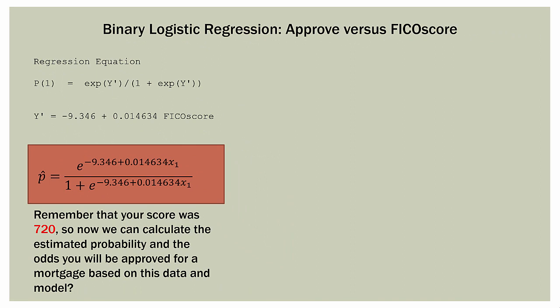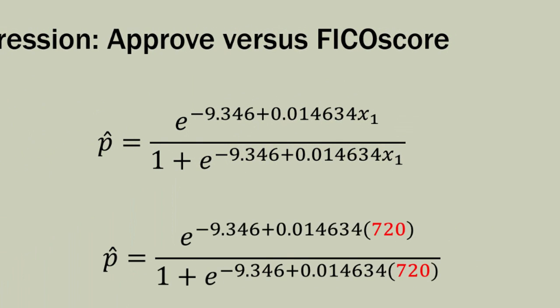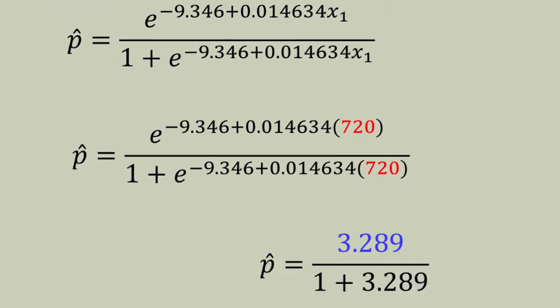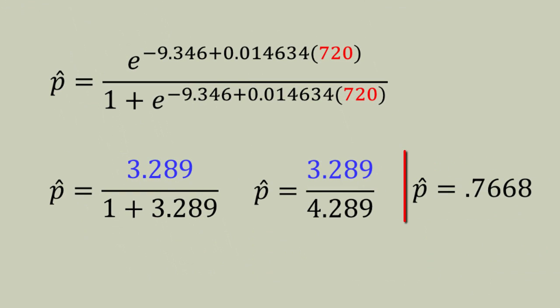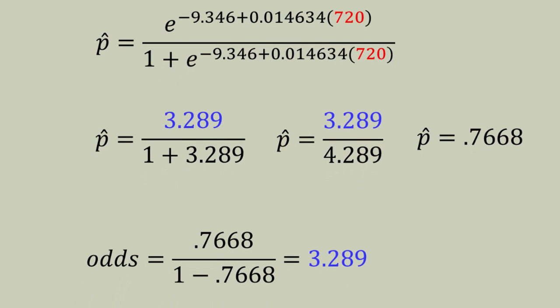Now remember, we established that your credit score was 720 back in the very first video. So using that and our estimated regression equation in the orange up there, we can estimate the probability and the odds you will be approved for a mortgage using this model and your credit score. So here is the estimated regression equation we have before. We substitute in your credit score of 720. We do the math, and we end up with p hat equals 0.7668, or the estimated probability that you will be approved for the mortgage is 0.7668, or 76.68%.